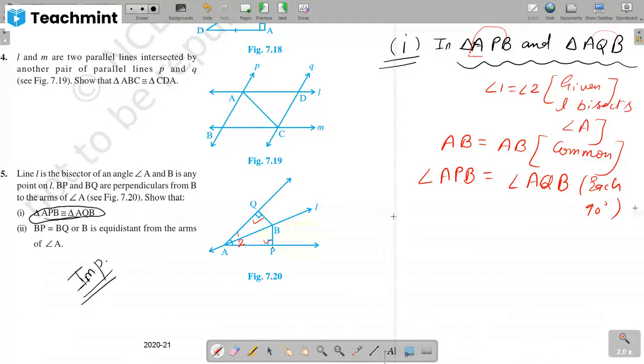So by which congruency criteria? Can we use angle side angle? Sure. Angle side angle.